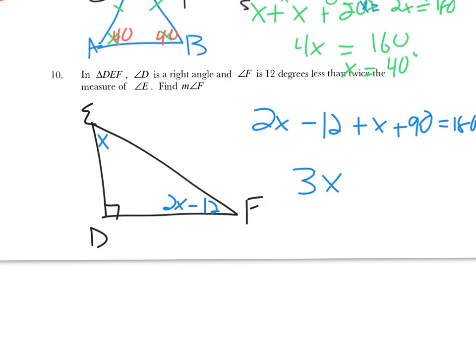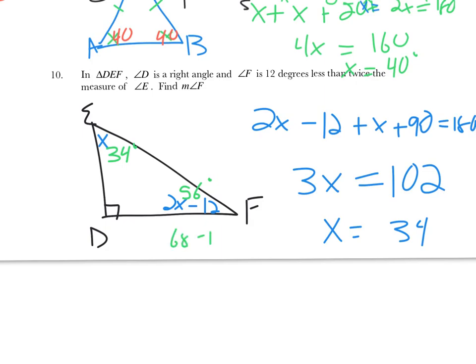Doing some, again, pretty simple algebra, you end up with 3x equals 102, and x equals 34. And again, don't forget to go back and say, that means this angle is 34, and this one would have to be 56. 2 times 34 is 68, and 68 minus 12 would give you 56. All right, let's move on.